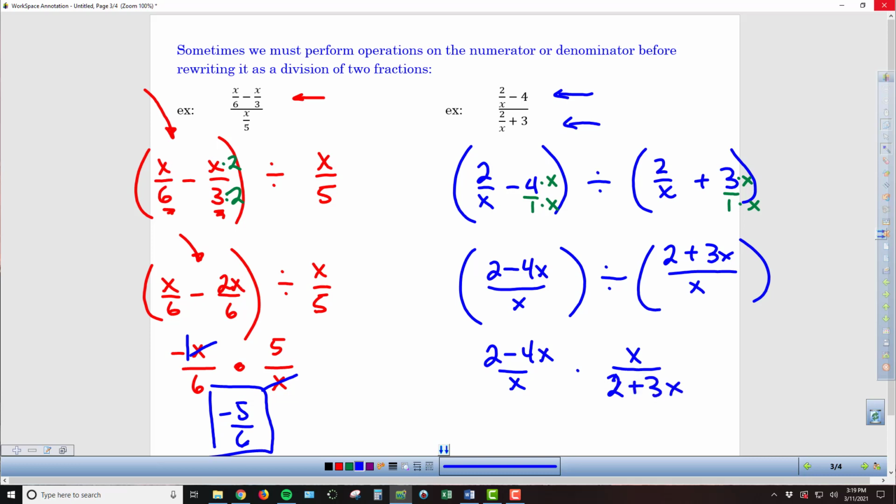the bottom. So the only reducing that we can do on this one is going to be these two x's here. Even though we've got a 2 in both of the remaining numerator and denominator, they're connected by addition and subtraction to those other pieces. So our final result here is going to be 2 minus 4x on the top over 2 plus 3x on the bottom. No more reducing from there.